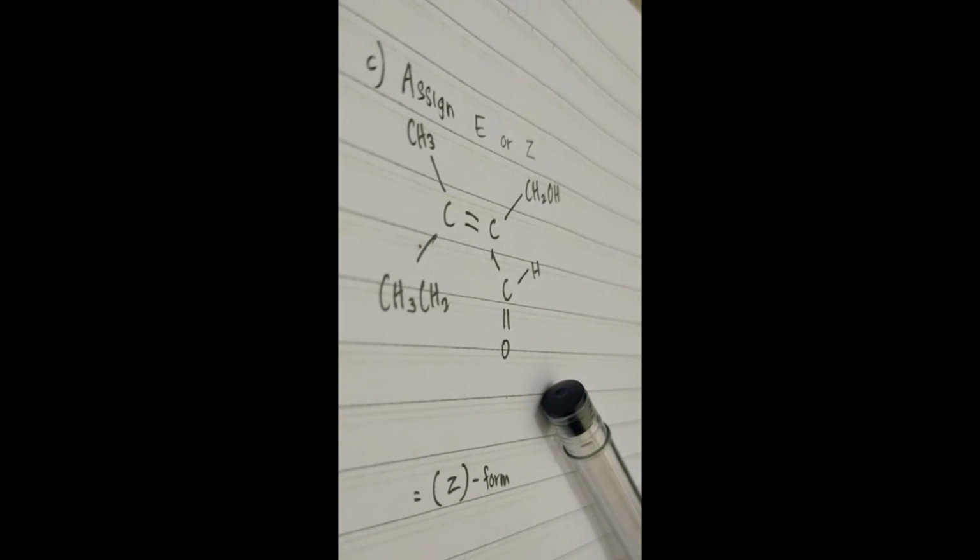Here, the isomer is therefore a Z form, because the two higher priority groups, which are the CH3-CH2 group and the CHO group, are both on the same side of the bond. That's a fairly long-winded explanation, just to make clear how it works. With a bit of practice, it takes a few seconds to work out in all but the most complex cases.